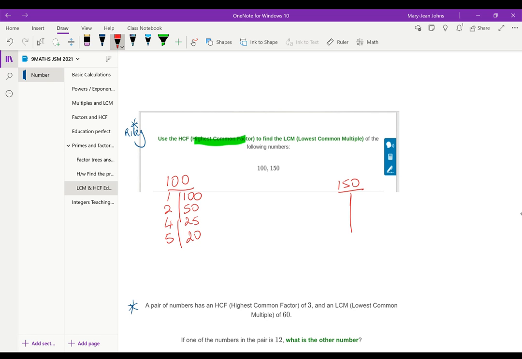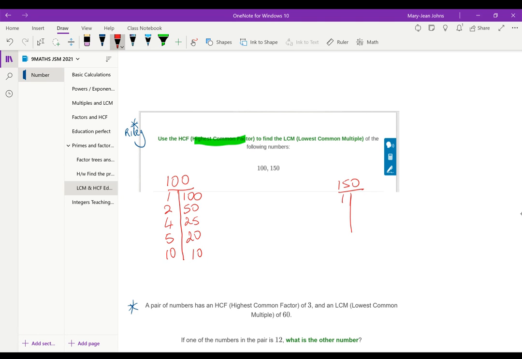If 3 doesn't go in, 6 doesn't go in. 7 doesn't go in because I can't take 7 out evenly. And 8 doesn't go in because I can't halve 25 and get a whole number. It's not a multiple of 9, so 9 doesn't go in, but 10 does. Sorry, my line went a bit funky. Let's rub out that line and put in one whole line going down. There we go. Now we're going to do it for 150.